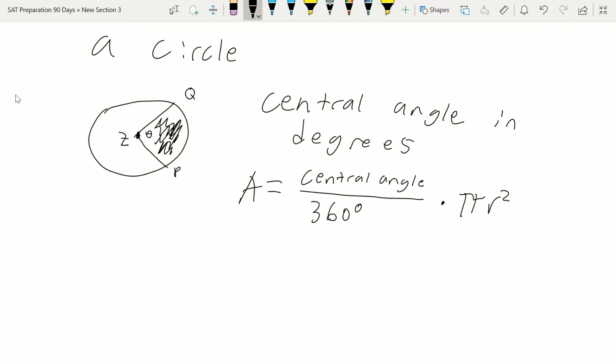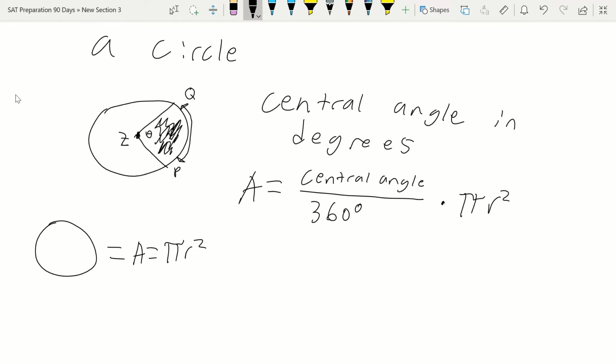So what makes this really simple as well, if you don't memorize this equation, is you can just think of it like this. If we have a circle, we know that the area of a circle is going to equal pi r squared, and we're multiplying by the fraction we're considering. So we're only considering the part right here, so that's that angle over 360. So that's another way that you can easily think about it.